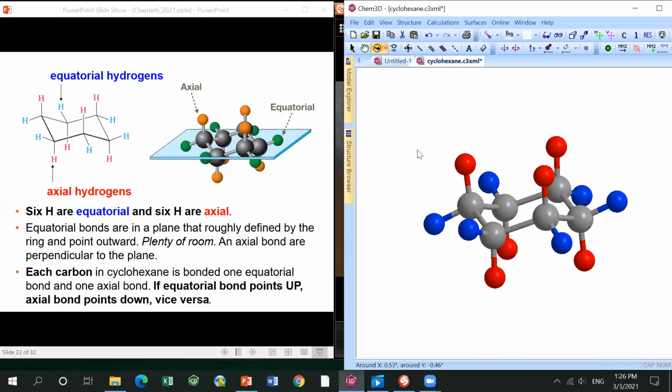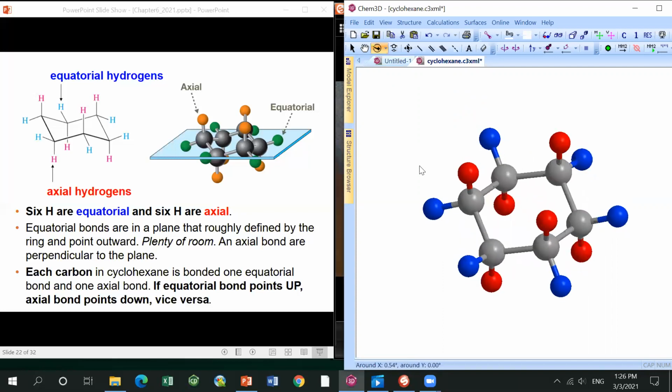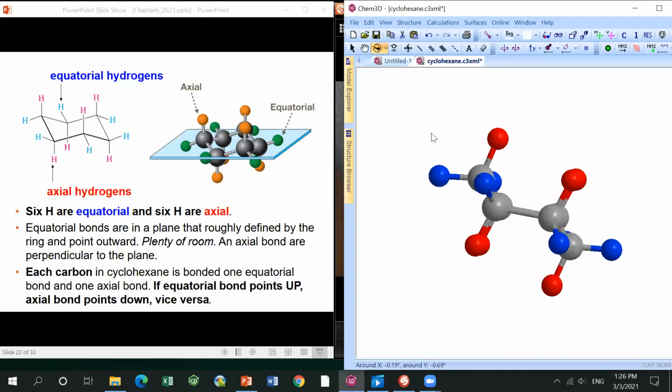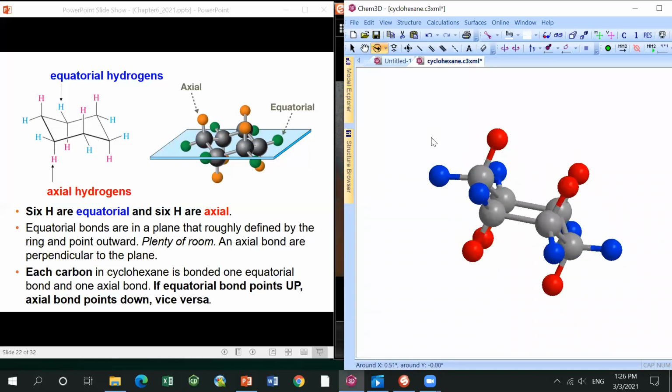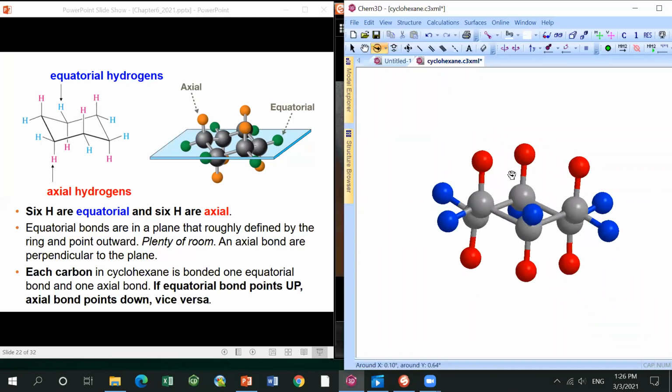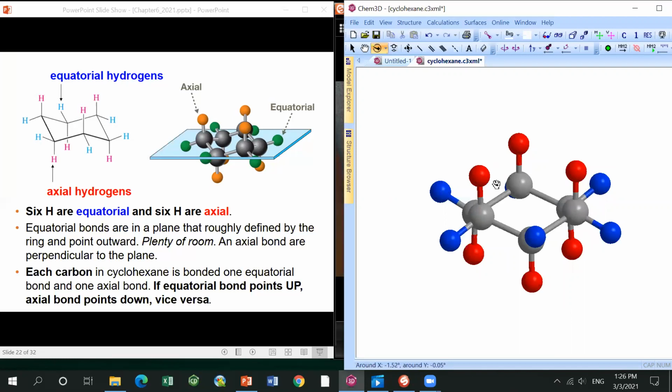So you can see clearly. This is the carbon in what we call the chair conformation. And then you see three axial bonds pointing up, and another three axial bonds pointing down. So that's straight going up and going down.